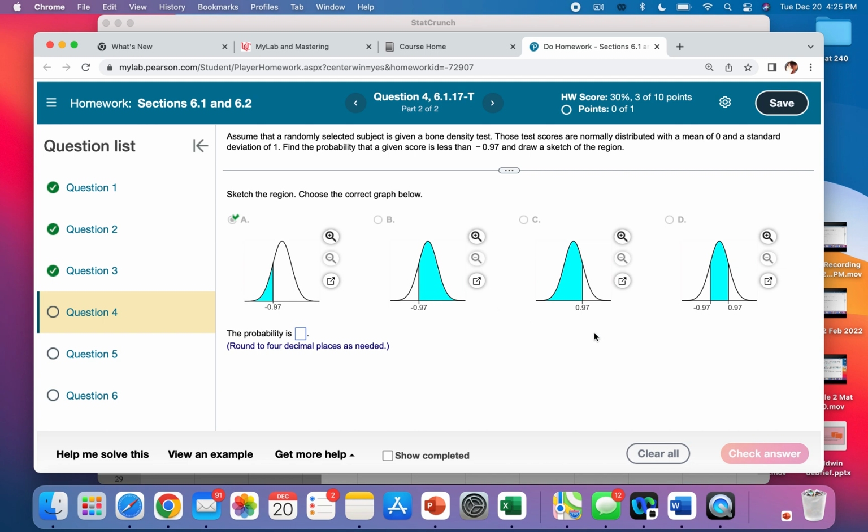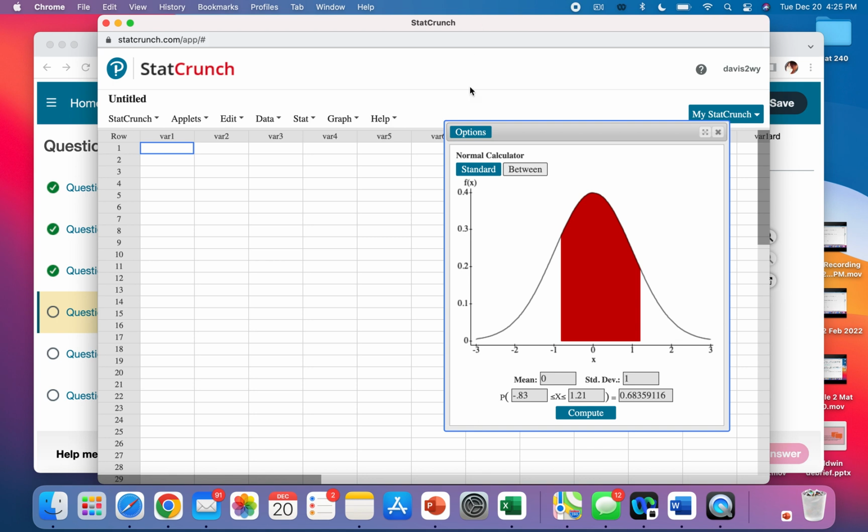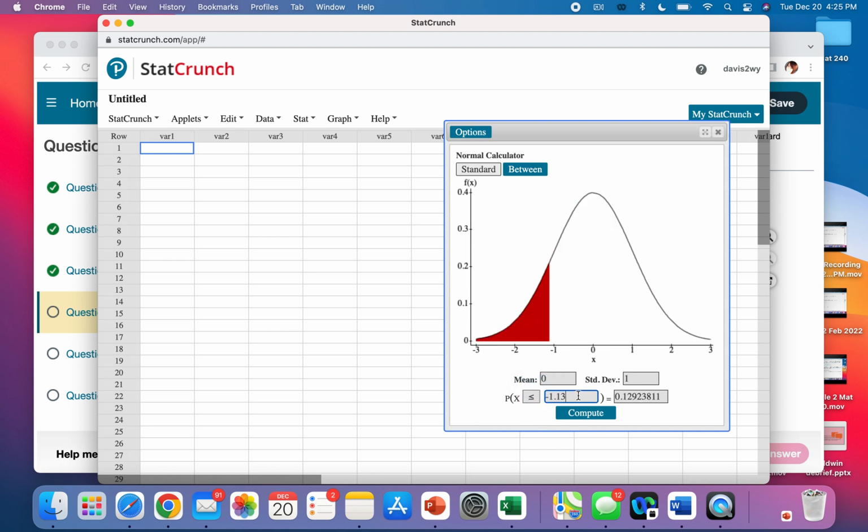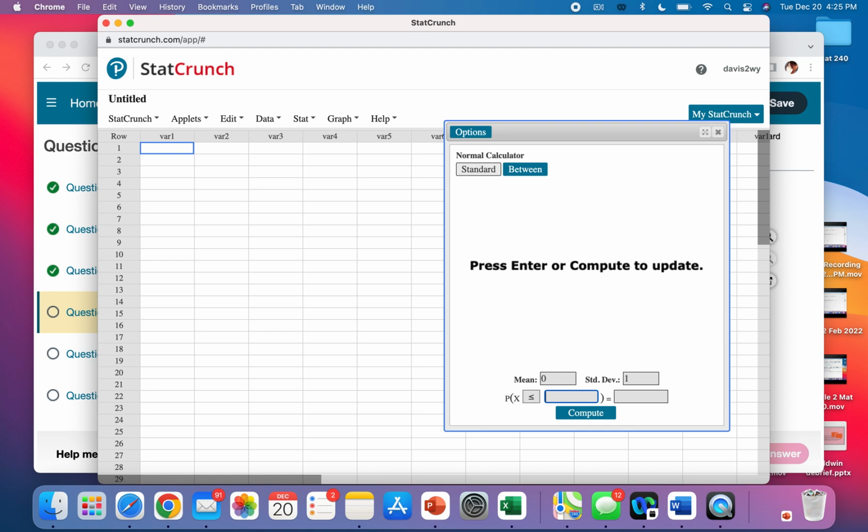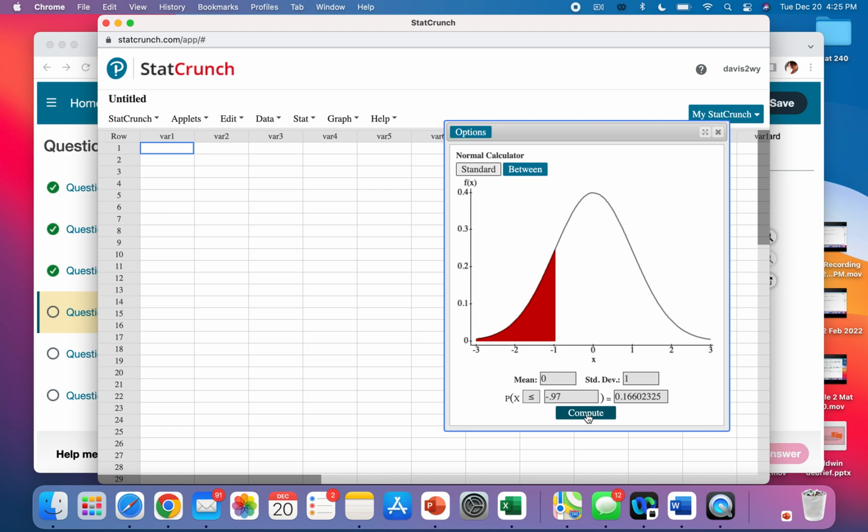Okay, the probability, so we're going to go back to StatCrunch. We need to click back to standard to do a less than. So I'm going to click less than -0.97. Compute. So that would be 0.1660.